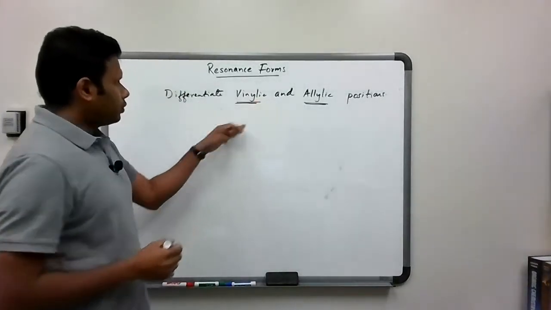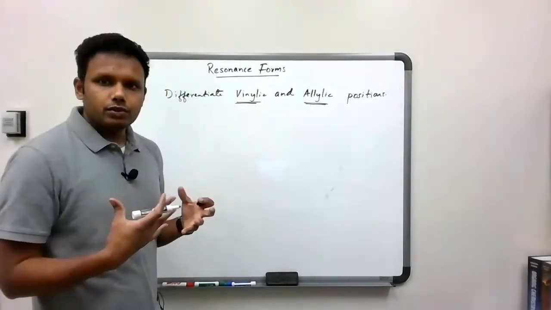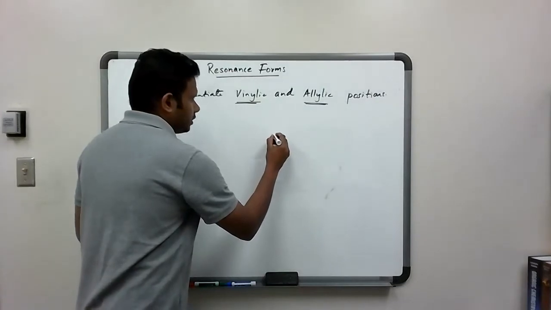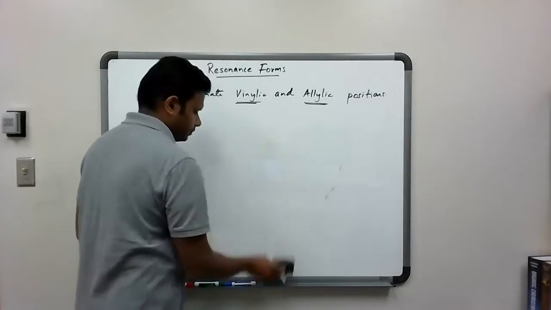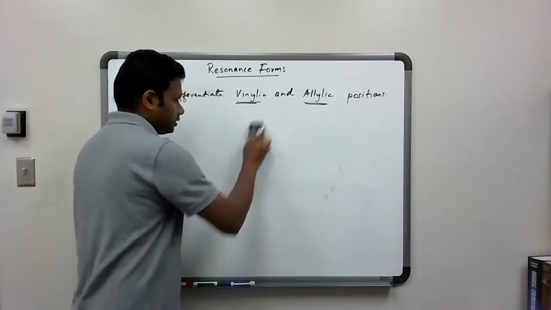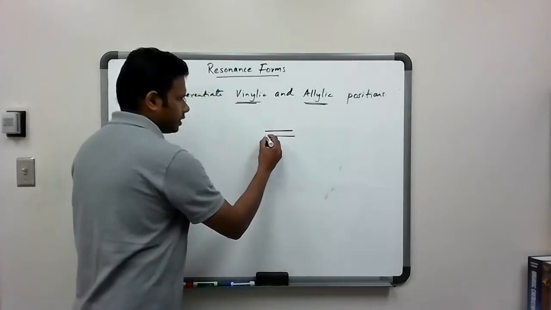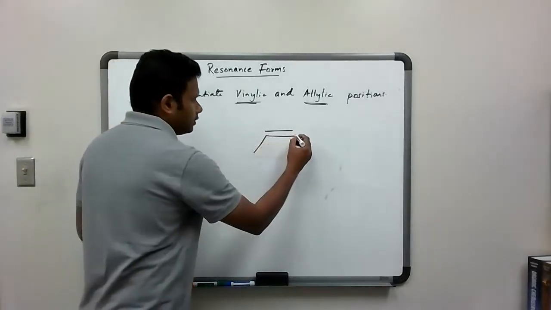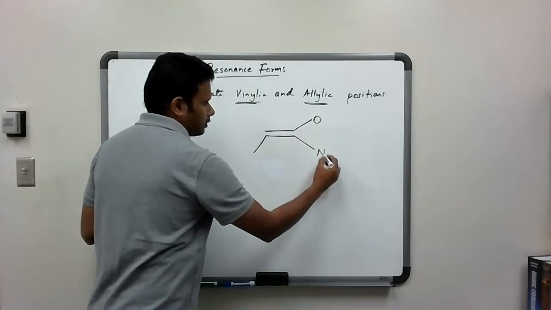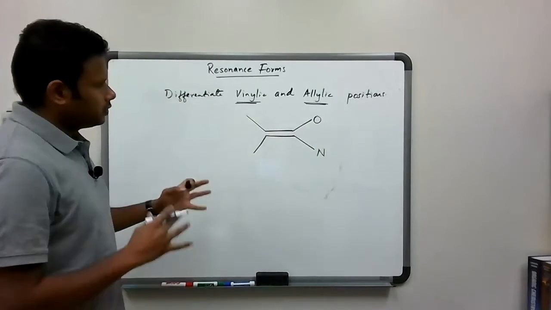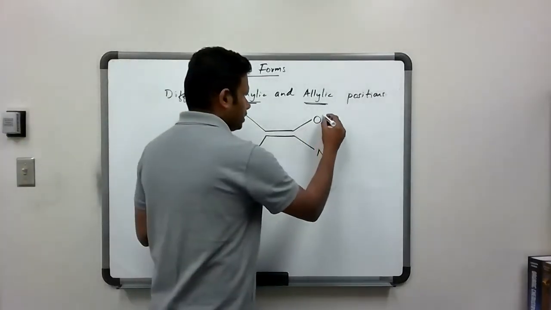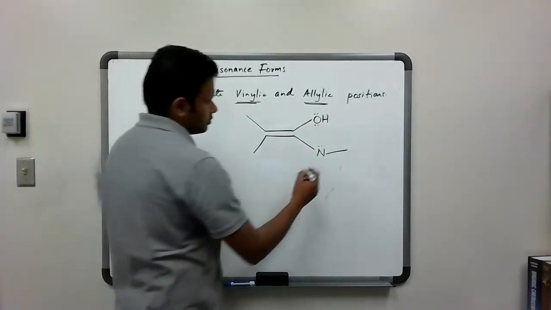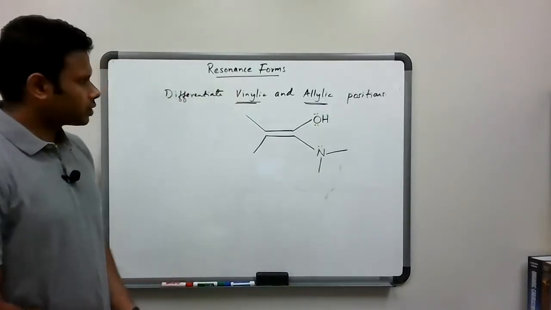They both relate to double bonds. So let's say we have a double bond between two carbon atoms. I've just drawn a very random structure here, just to make sure that we're able to understand what vinylic and allylic positions are.